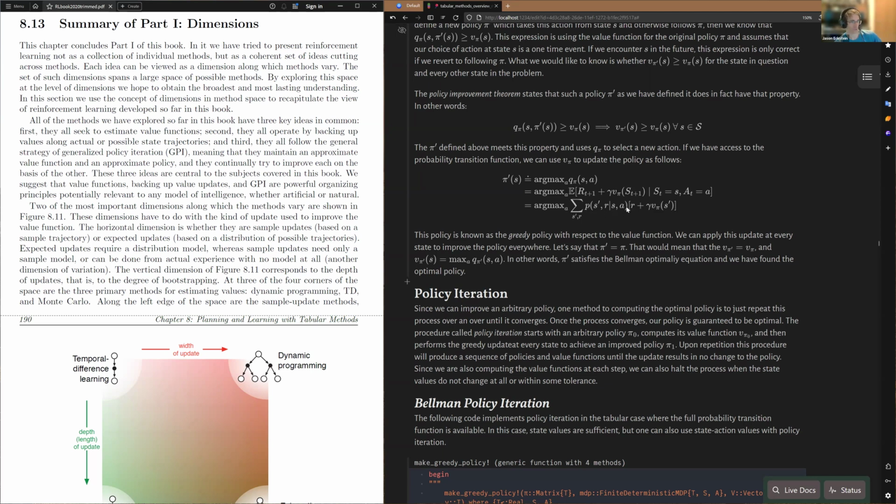If we don't have this function, then this is the reason why, for future techniques, we usually try to compute this function instead of this function.